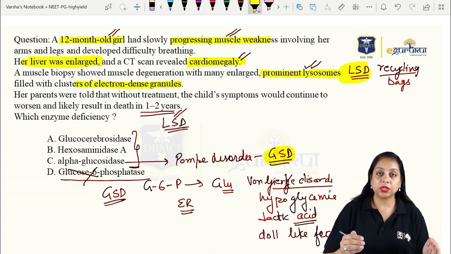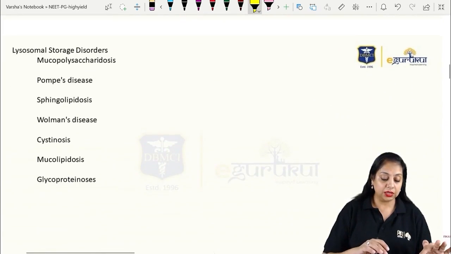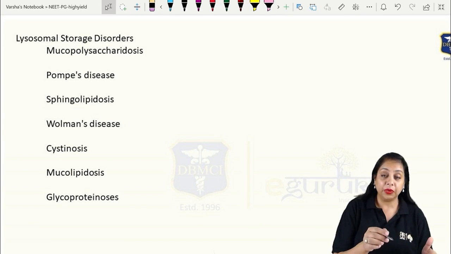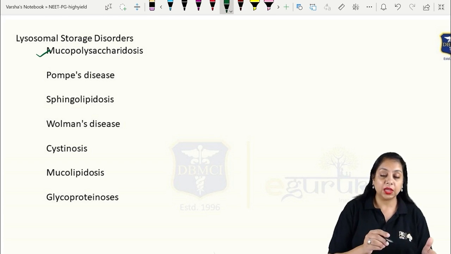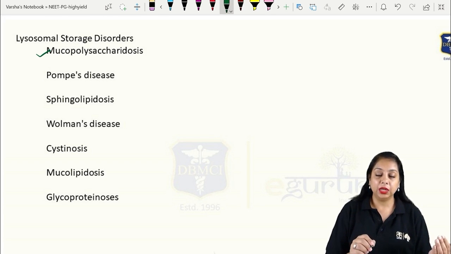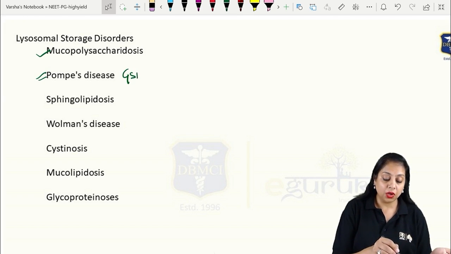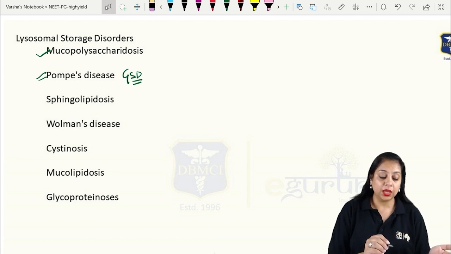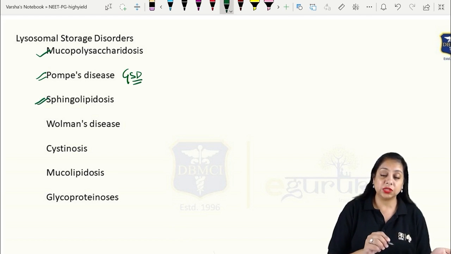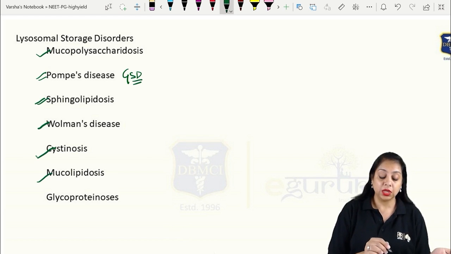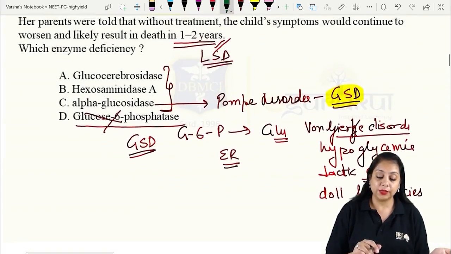Lysosomal storage disorders are of various kinds. I have made a list for you: mucopolysaccharidosis, where deficiency of enzymes involved in breaking down mucopolysaccharides creates lysosomal storage disorders; Pompe disorder, which is a glycogen storage disorder but also lysosomal; sphingolipidosis; Hurler syndrome; Hunter syndrome; Wolman's disease; cystinosis; mucolipidosis, in which we study I-cell disease; and glycoproteinosis. All these are lysosomal storage disorders.